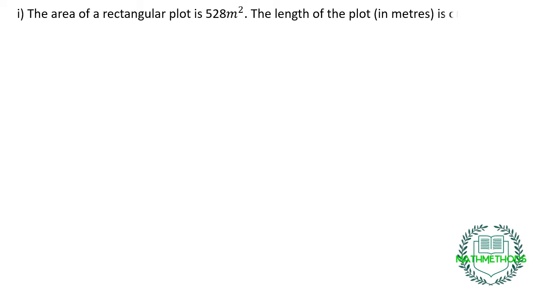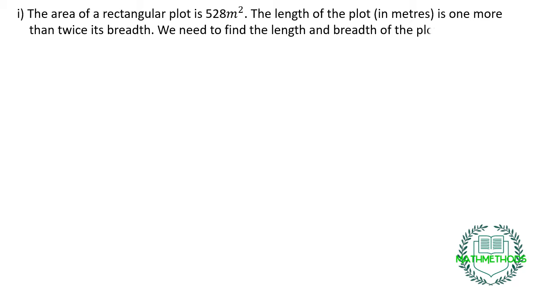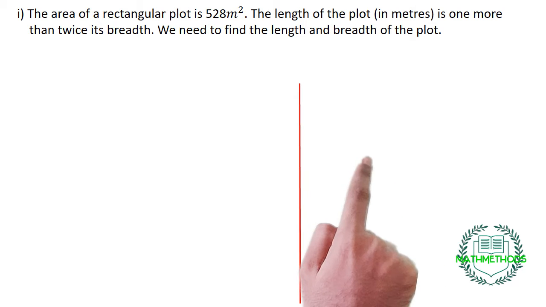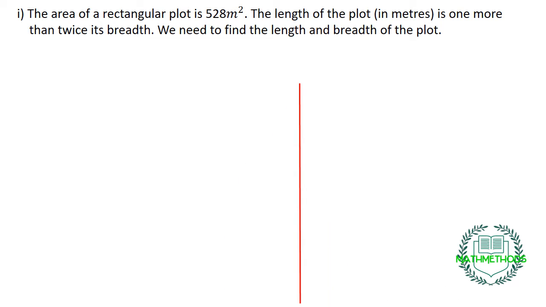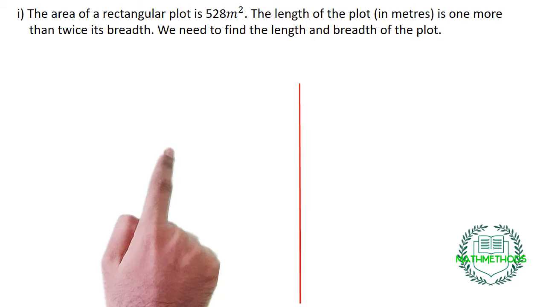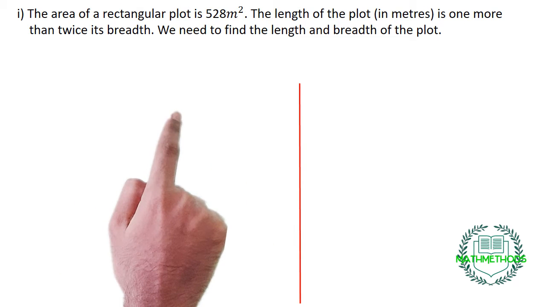Example 1. The area of a rectangular plot is 528 square meters. The length of the plot in meters is one more than twice its breadth. We need to find the length and the breadth of the plot. This portion to the right of this red line, I will be using it for the rough work. Whatever rough work is needed, I will do it here. And for the actual solutions, I will use this left portion.